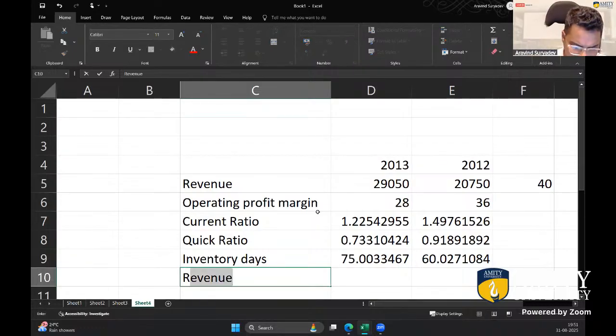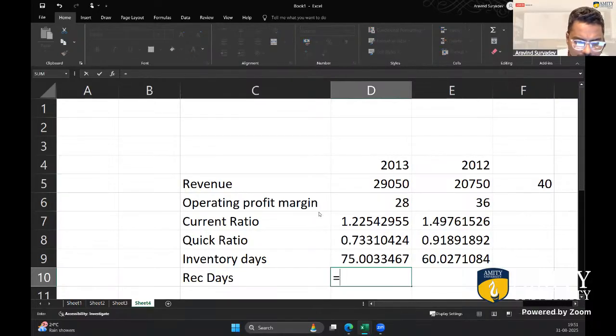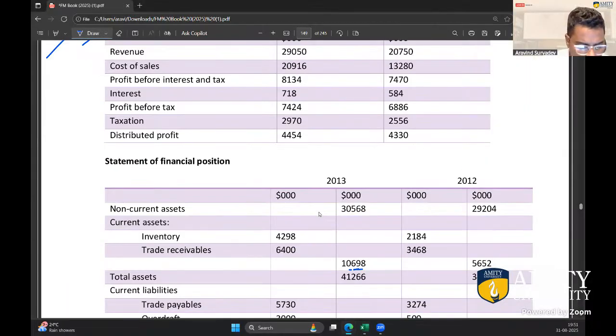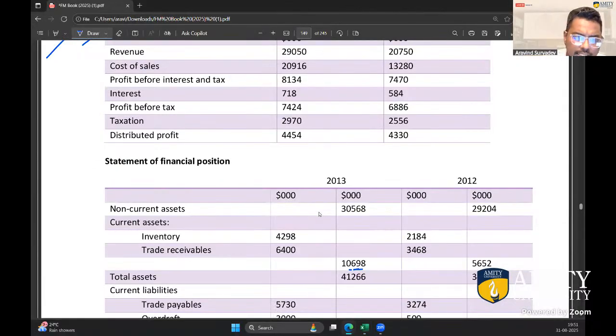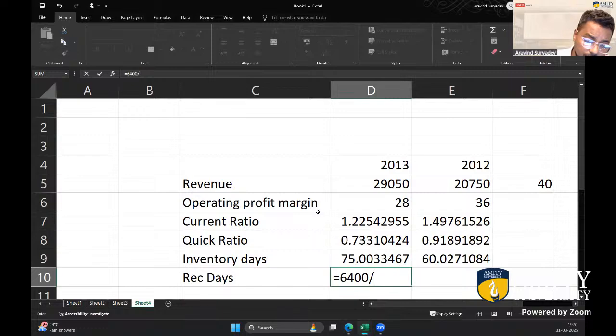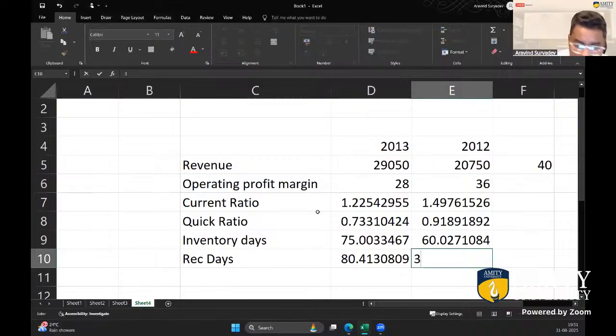What about receivable days? Well, receivable days are based on receivables. Let's see what receivables were. 6,400 divided by your cost of, sorry, revenue, because we want to assume that all of the sales was credit sales. So that gives me 80 days, right? And for 2012, the receivables were 3,468.